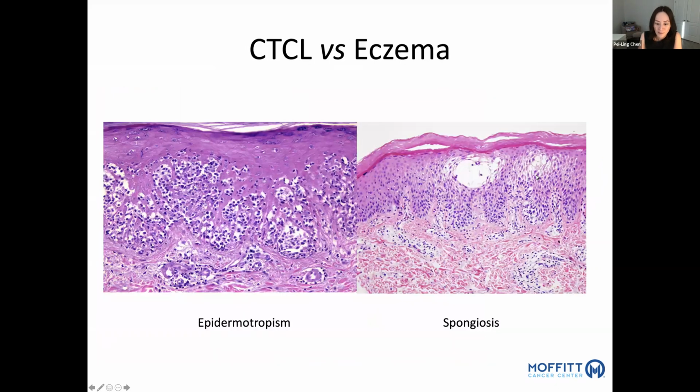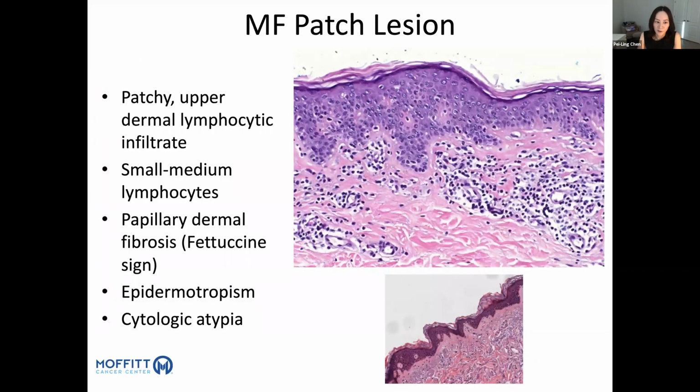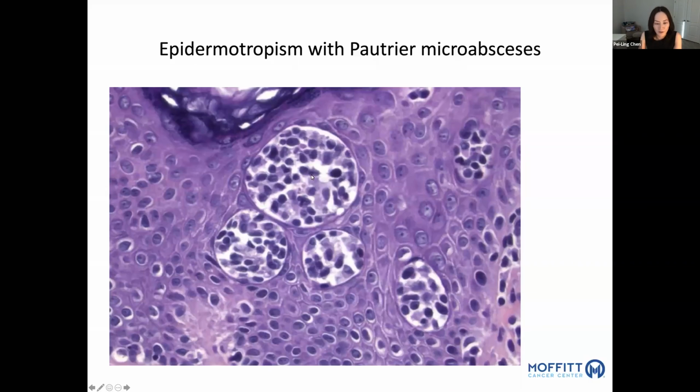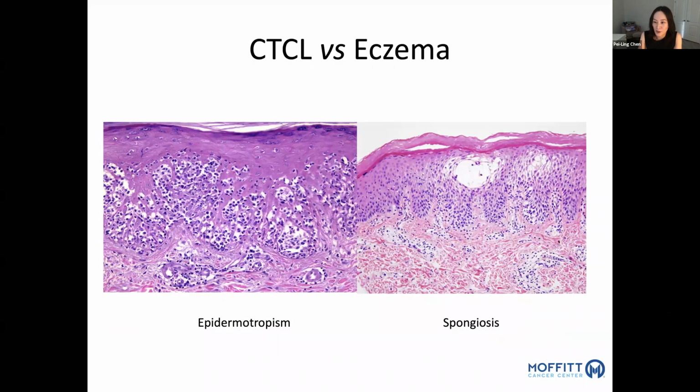So even though it seems simple and straightforward, we have diagnostic criteria running through: the lymphohistiocytic infiltrate, papillary dermal fibrosis, epidermal tropism, cytologic atypia, Pautrier microabscesses. Even though these seem like very obvious findings that we can easily diagnose, that is actually not true, because similar features can be seen in benign skin lesions as well.